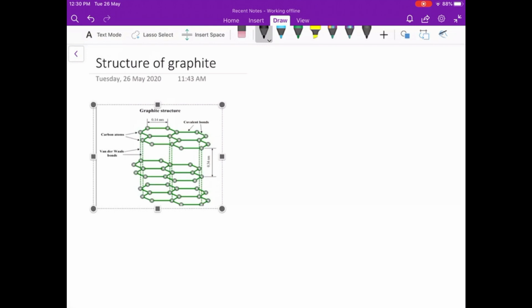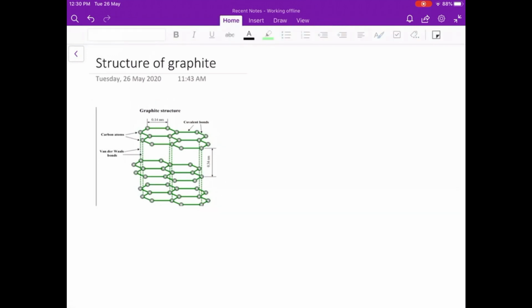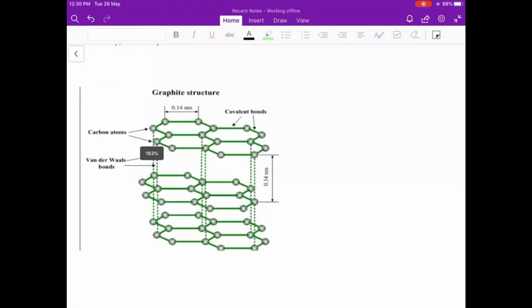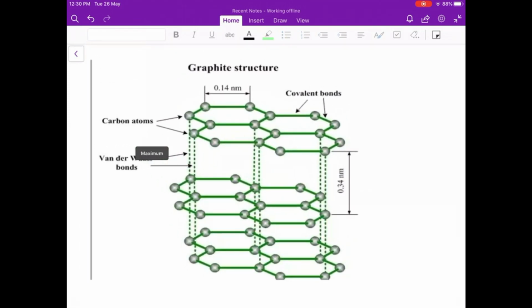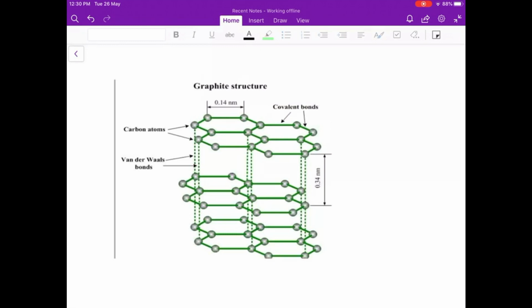Okay, here is the structure of graphite. Now if you are looking at the structure of this graphite, I think I'll magnify this a little bit, then after that I can write in the form of points. Let me magnify this and now see the picture of graphite.